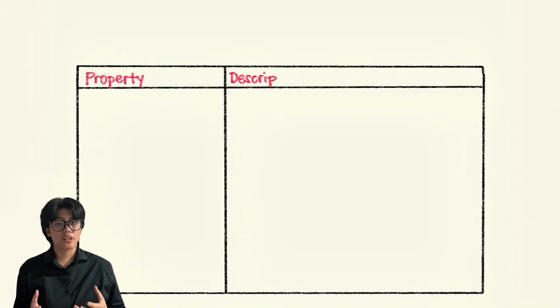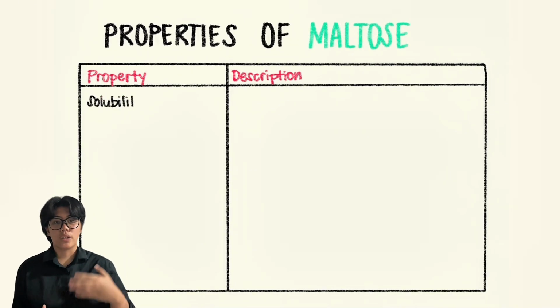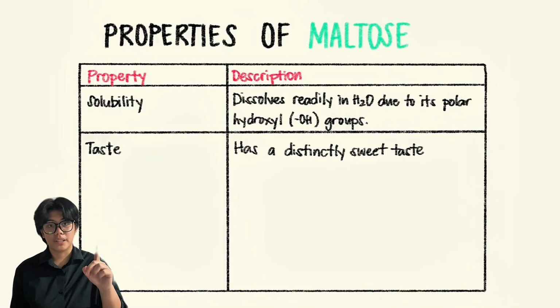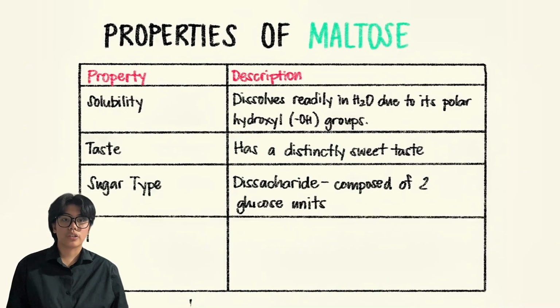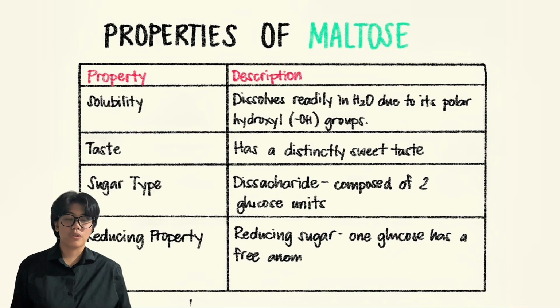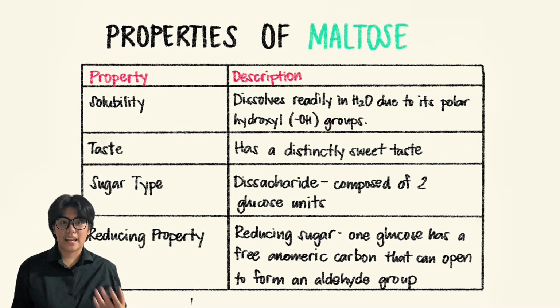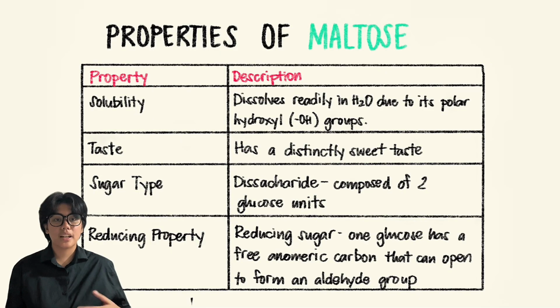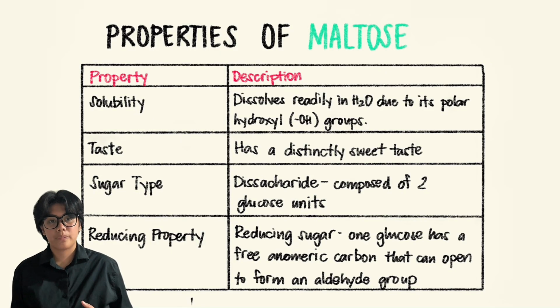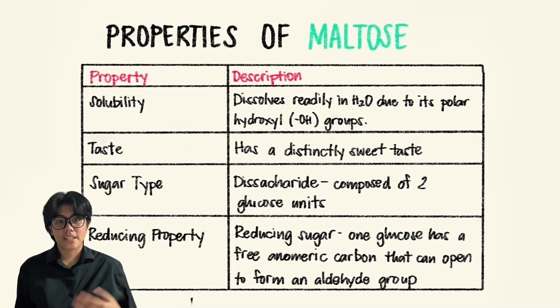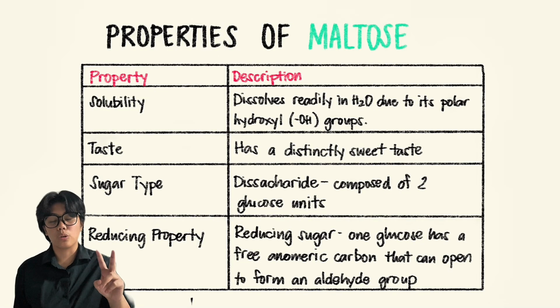We've seen what maltose looks like, we've understood how it's formed and what it's made up of. Let's now move on to its different properties, starting with its solubility. Now, maltose dissolves readily in water due to its polar hydroxyl groups, which means it can move into the bloodstream and into cells. Next, its taste. Now, maltose is sweet, but it's not as sweet as sucrose or table sugar. Third, its sugar type. As we all know, maltose is a disaccharide because it's composed of 2 glucose units.